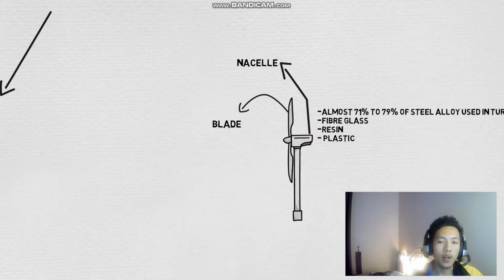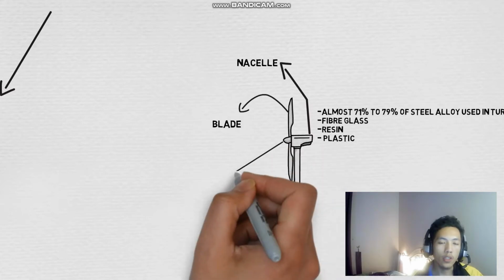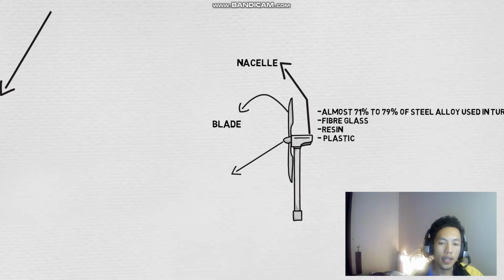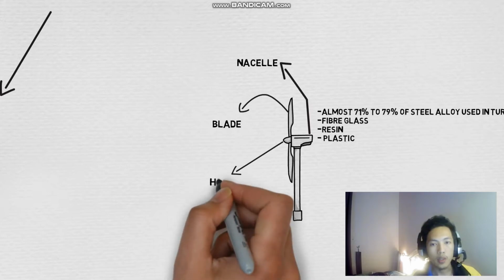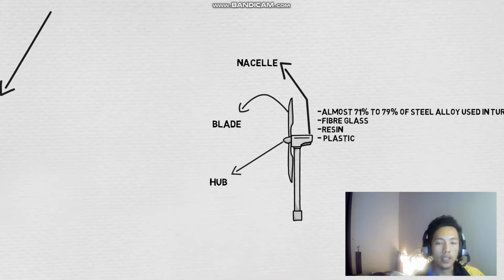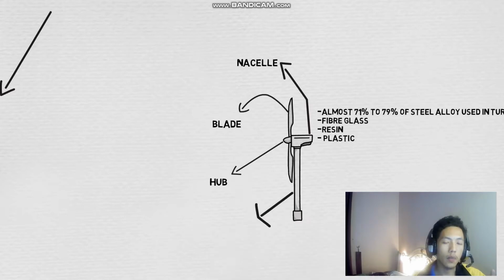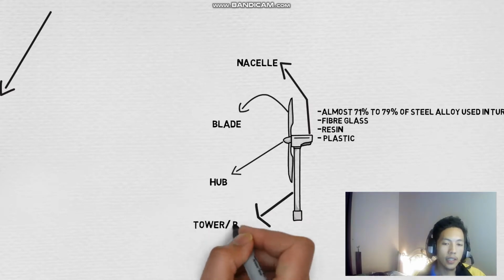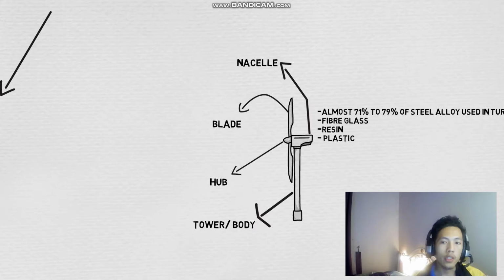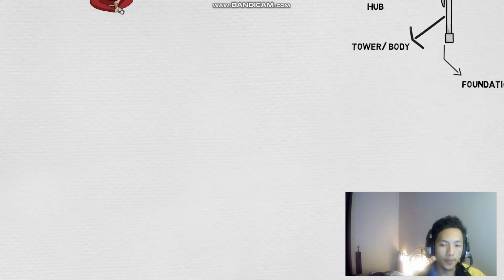The second part of the wind turbine is the blade, and the third part is the hub, which connects the multiple blades. That is what we call the hub. The tower or the body is usually made of steel alloy to support the structure, and the last one is the foundation of the structure. Okay.